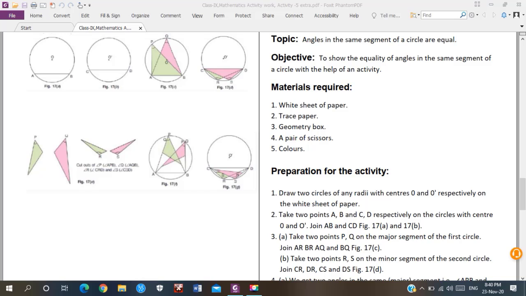Now you don't need to make any model regarding this activity work. We will discuss it later when the school reopens.